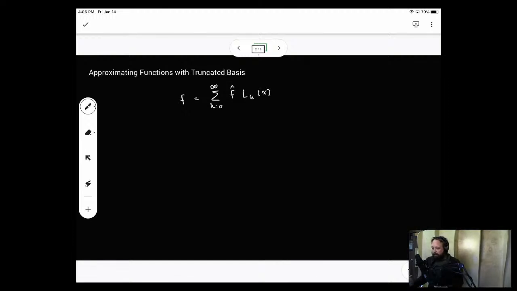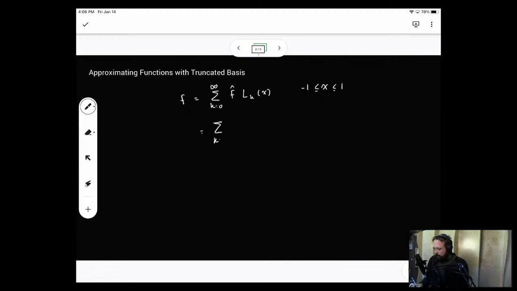Essentially, as long as the function f here is what we call square integrable over a domain, so let's restrict x within -1 to 1, in other words, the integral of its square is well defined, we can write this decomposition. In other words, we can express this function as a linear combination of Legendre polynomials. Of course, this infinite sum is impractical to do on a computer, so what we typically do is truncate.